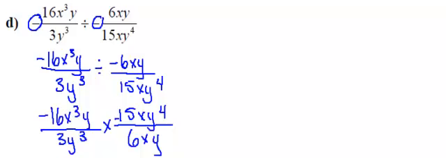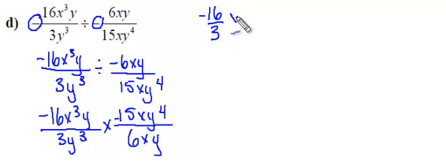Alright, now that I've flipped that second fraction, here's where you have some options. You can just go top times top, bottom times bottom, like you're multiplying fractions. I like to do a little bit of reducing first. So what I'm going to do is reduce vertically. So negative 16 divided by 3, it's going to be an odd number, so I'm going to leave it as negative 16 over 3 as a fraction right now.